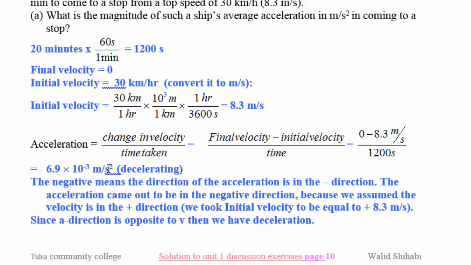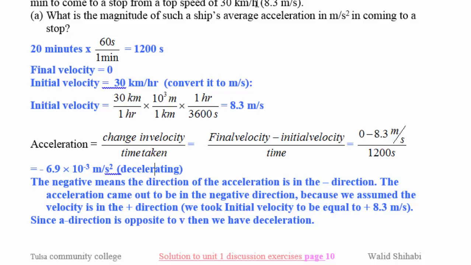huge, it's very massive, it weighs 500,000 tons, so it has a lot of inertia, a lot of resistance, and that's why it takes 20 minutes to bring it to a stop from a speed of 30 km per hour. 30 km per hour is very much like 22 miles per hour. So it takes 20 minutes to bring it from around 22 miles per hour to zero speed.